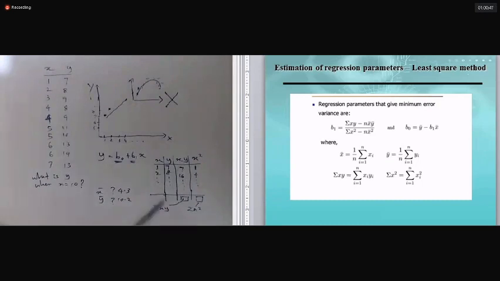Then please complete this table. I want you to find this value and also this value, because in the formula we have to enter those two values.